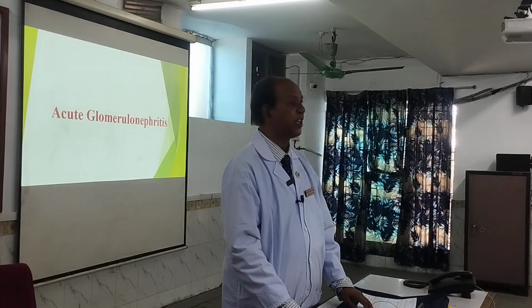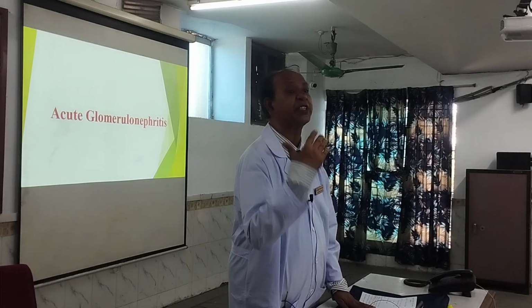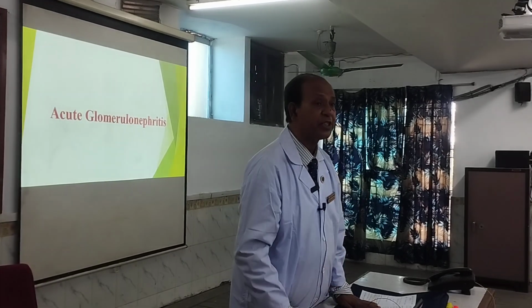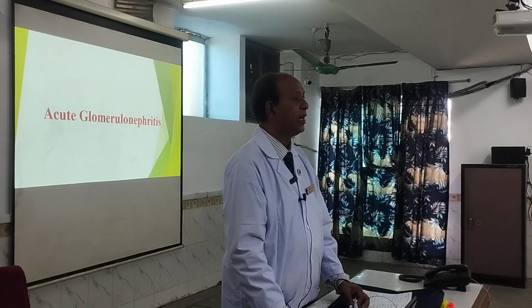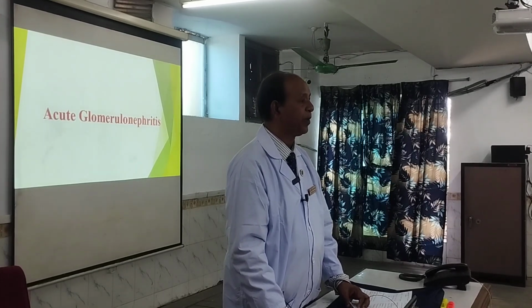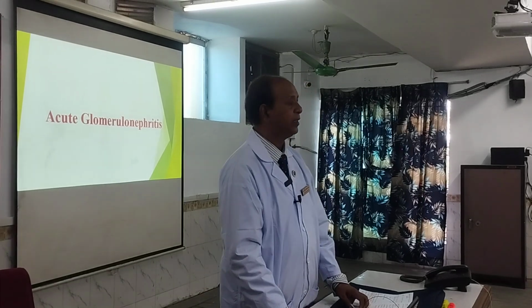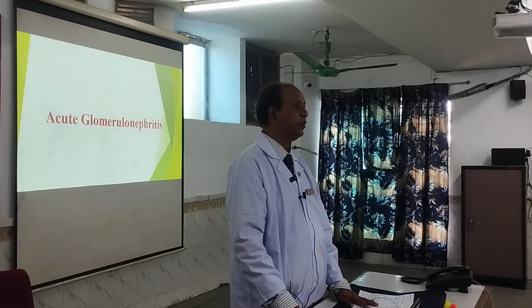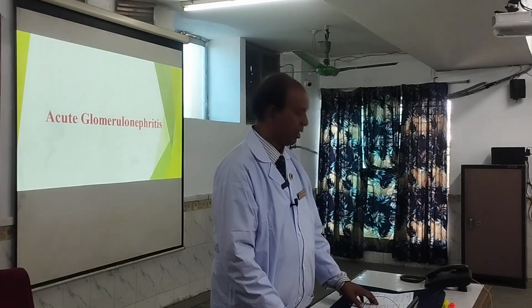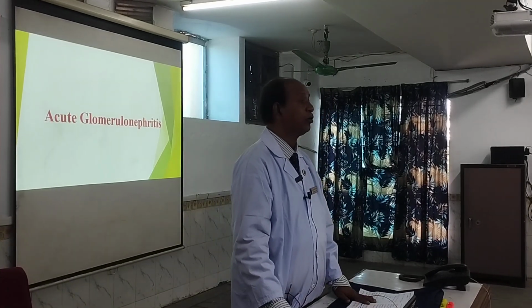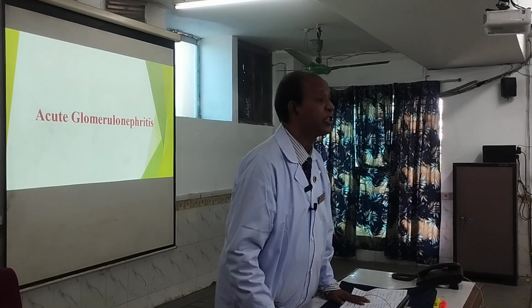But secondary glomerulonephritis is due to some systemic diseases like SLE, Henoch-Schonlein purpura, malaria, and Treponema pallidum infection. These are all the differences between primary glomerulonephritis and secondary glomerulonephritis. Remember this one.